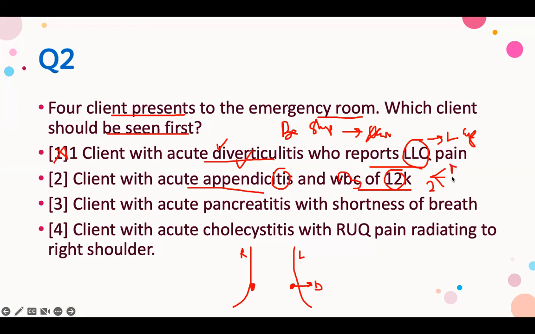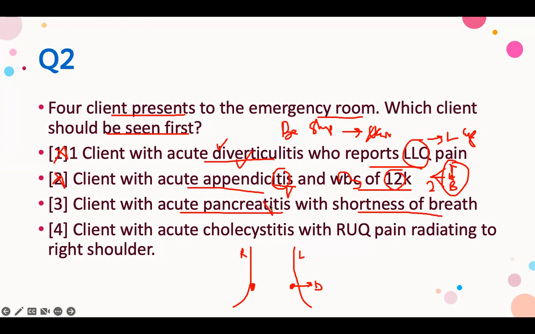Your temperature has to go up, your heart rate has to show signs, and your blood pressure. None of this was given to me. All they told me is white count is up. I expect that with appendicitis. So this patient, we can see them first. No. A client with acute pancreatitis with shortness of breath.